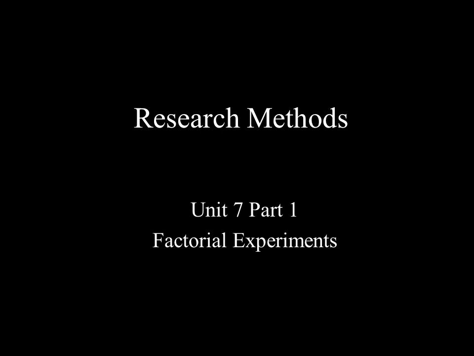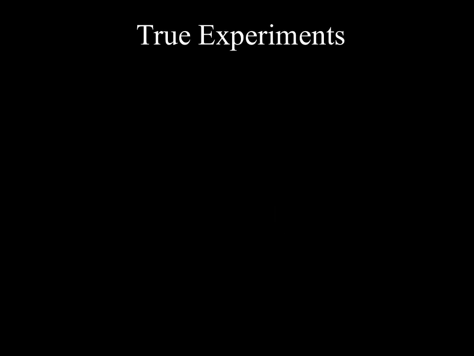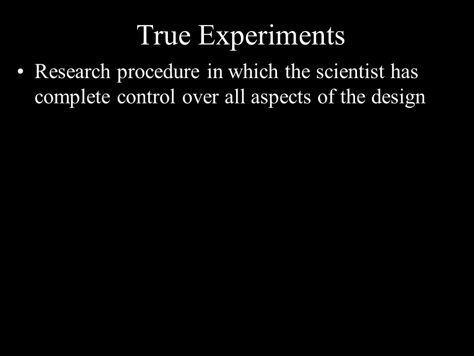This is Research Methods, Unit 7, Part 1, on factorial experiments. So true experiments are procedures in which scientists have control over all aspects of the design of a study.